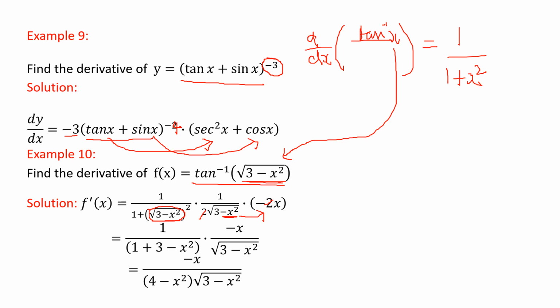And in the first term, the square root and squared will get cancelled. We have 1 plus 3 minus x squared. 1 plus 3 will give you 4. So 4 minus x squared, with square root of 3 minus x squared in the denominator and minus x in the numerator.